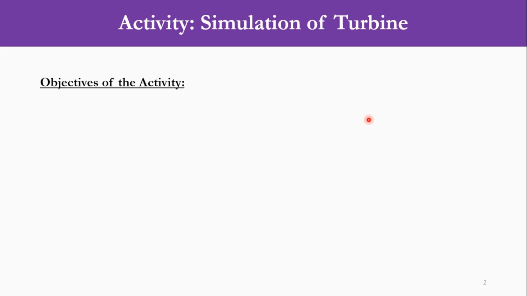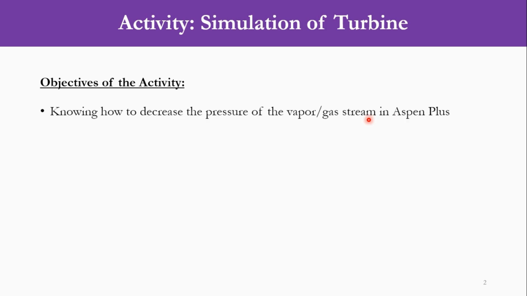So the first thing we need to understand is the objectives of the activity. We want to know how to decrease the pressure of a vapor or gas stream using Aspen Plus, and to recognize the way of using the turbine in Aspen Plus.